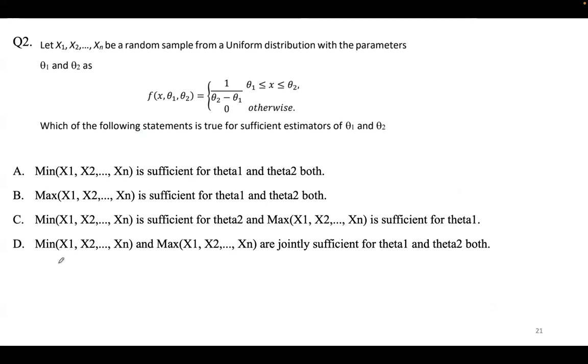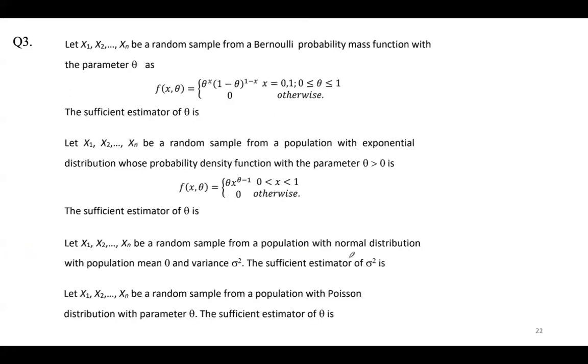So D is correct, that's right. Because the minimum only is not enough, the maximum only is not enough, and option C is actually reversing the two things, right? The minimum is valid for theta 1 and the maximum is valid for theta 2. So together, these two things are important. Both of them have to be there, and they have to be there together, because estimating just one of them does not make sense. Okay, so this is the right answer.